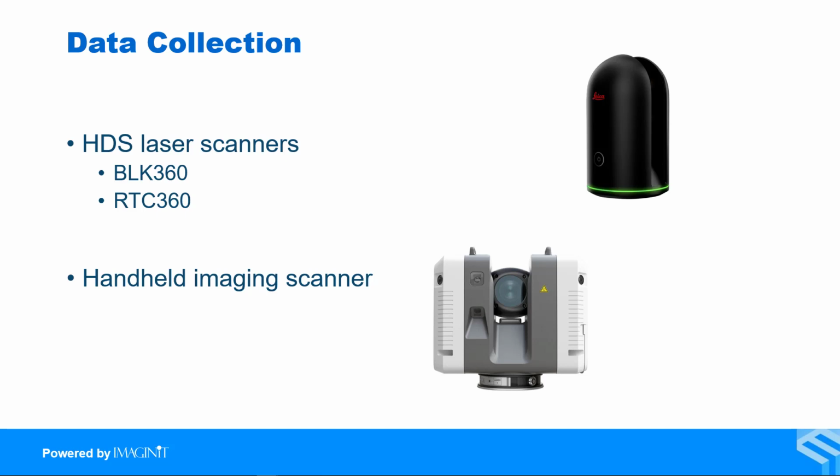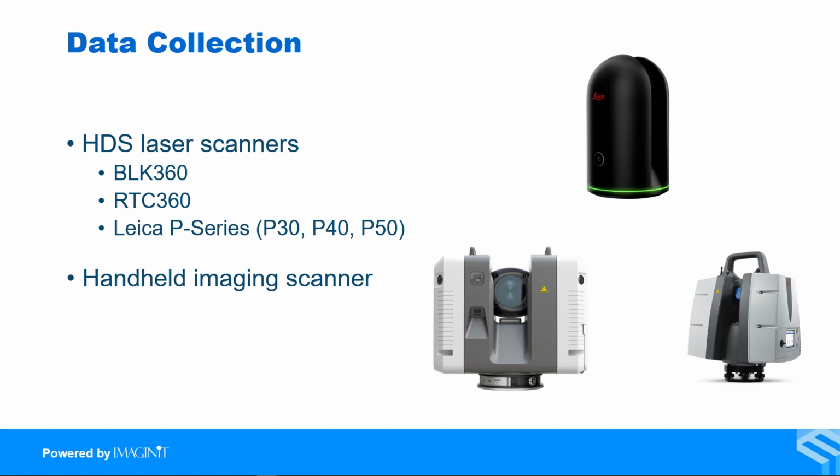If we require a scanner that is capable of collecting data at larger distances and tighter tolerances than the other two already mentioned, there is the P-series scanner. All of these scanners are a fantastic choice to get the data needed for floor flatness.